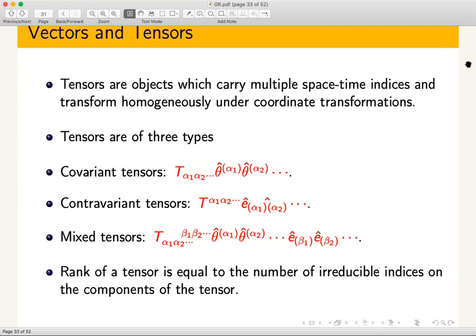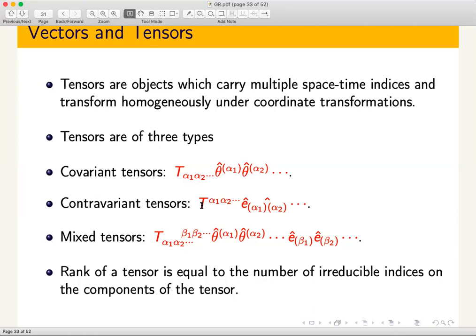The way we define covariant tensors, we could also define contravariant tensors, exactly the way I said, where all the indices sit upstairs. There's a typo here, it should be E hat. So you could have T alpha 1, alpha 2, and so on, times E hat alpha 1, E hat alpha 2, and so on, which is a member that would belong to the tangent space.